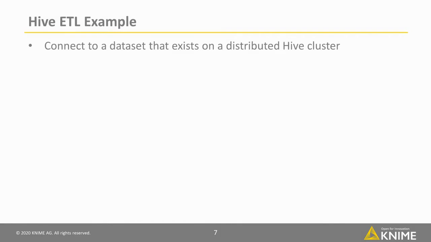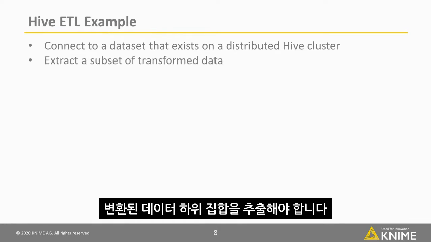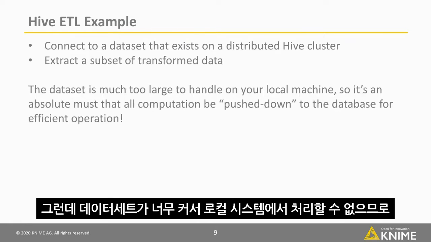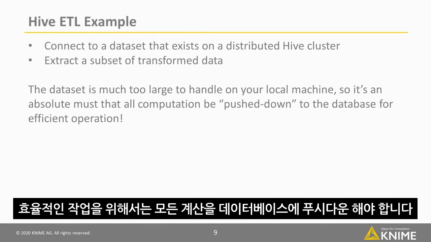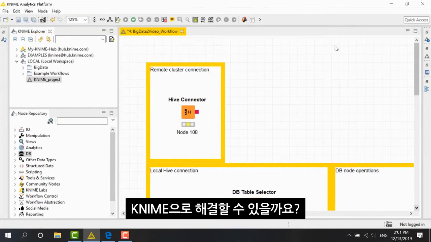Let's consider an example where you need to connect to a dataset that exists on a distributed Hive cluster and extract a subset of transformed data. The dataset is much too large to handle on your local machine, so it's an absolute must that all computation be pushed down to the database for efficient operation. Is this something KNIME can handle?